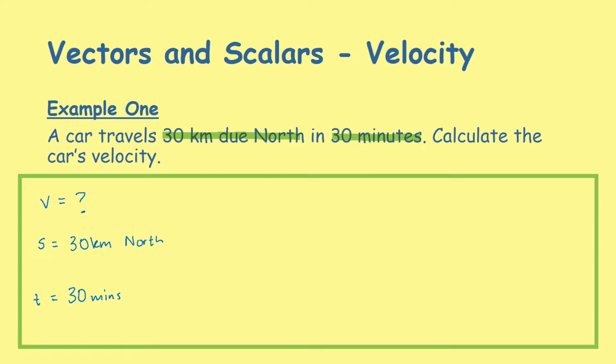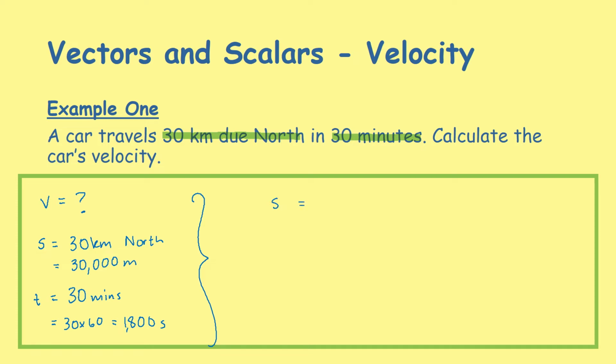One thing you need to notice in this question is that displacement should be given in meters and time should be given in seconds. So our s is actually 30 kilometers times by 1,000 to give us in meters, so 30,000 meters. And the time should be 30 minutes multiplied by 60 to get it into seconds, which gives us 1,800 seconds. Now we have both of these values, we can go ahead and calculate the velocity.